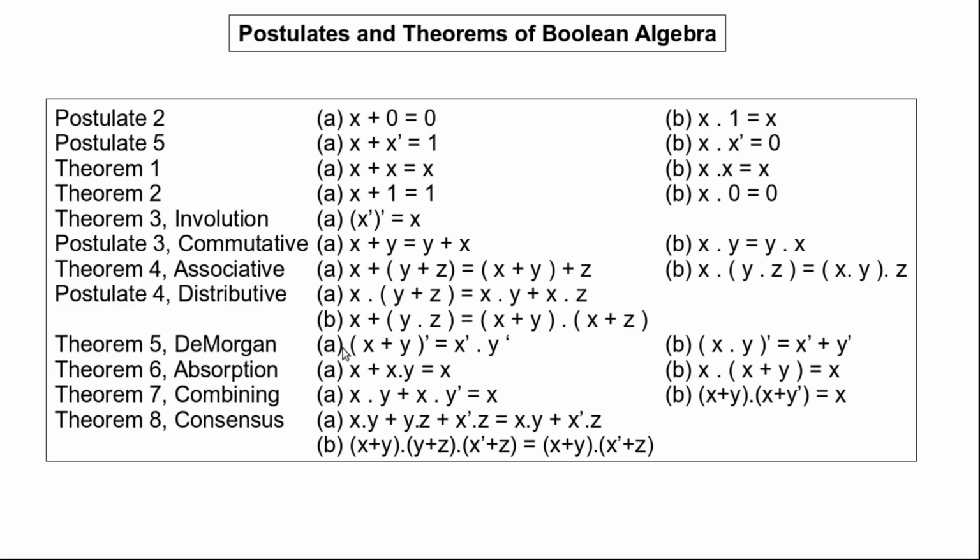So this table lists the postulates and theorems of Boolean algebra, and actually this is all that I have for today's class. Please note the correction: postulate 2 should say x plus 0 is equal to x, and x dot 1 should be equal to x.